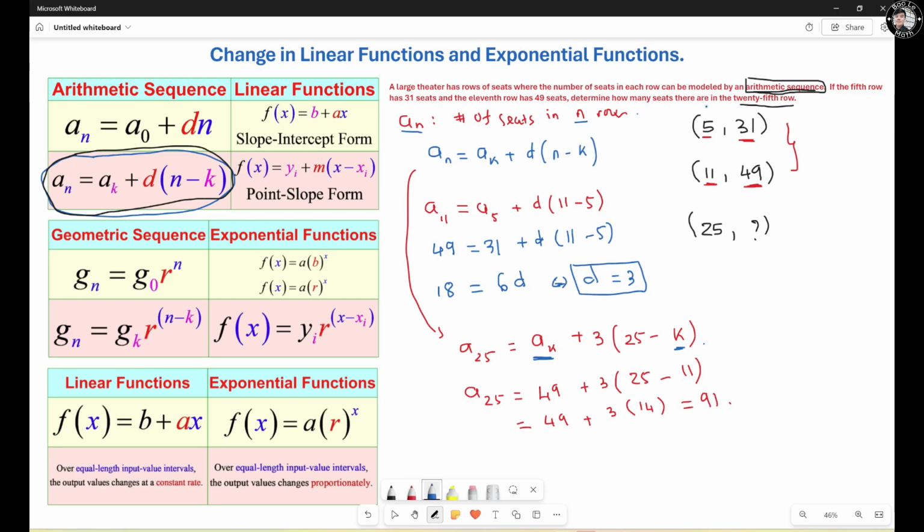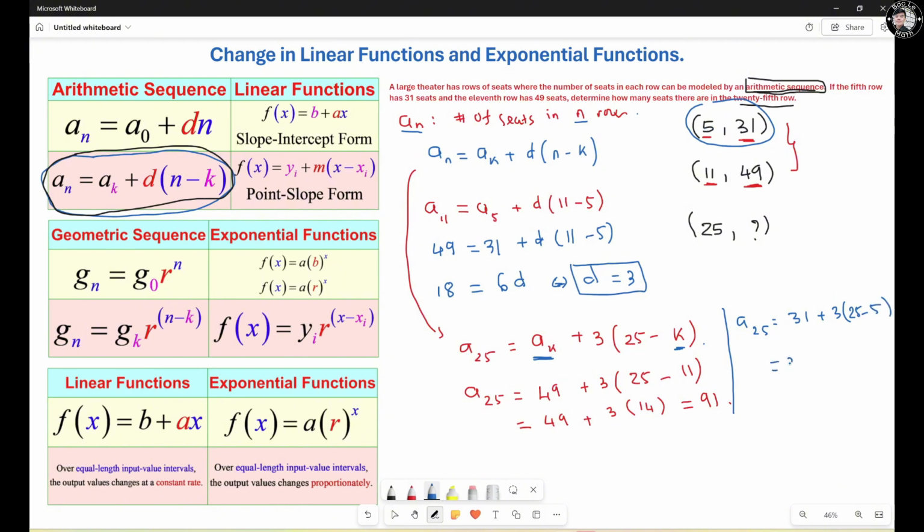Now, what if I pick this other ordered pair? I'm going to substitute over here. So I have a sub 25 equal to a sub k, which is 31. So it can be 31 plus 3 times 25 minus k, which is 5.